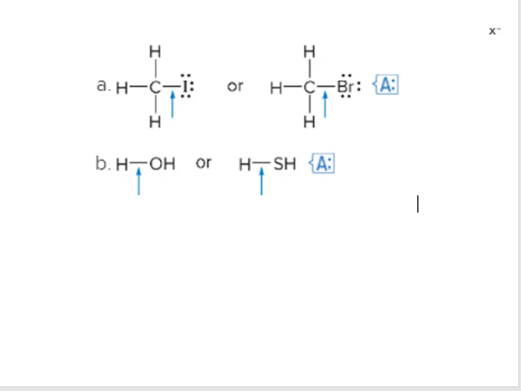So let's look at these. So I have letter A, or letter B. Which one of these would have a higher bond dissociation energy and why? Take a second and investigate these two and tell me what you think. All right, hopefully you took a minute to look at the differences between these two molecules. And again, we're looking at carbon to iodine and carbon to bromine.